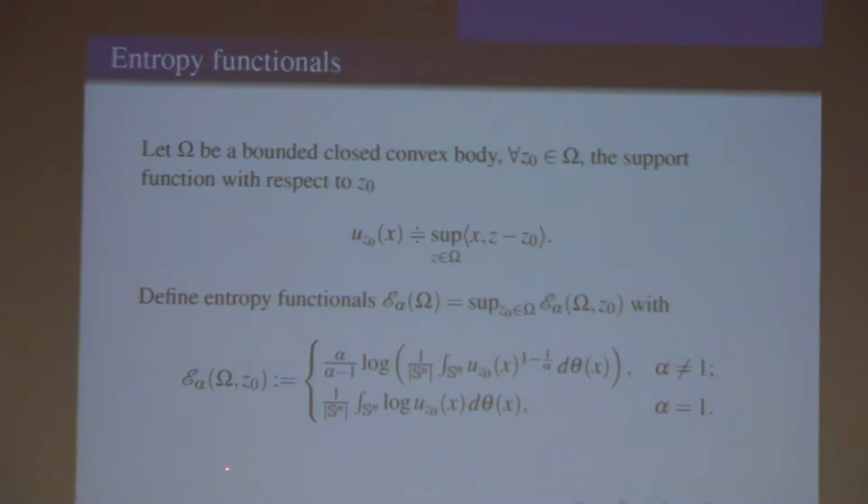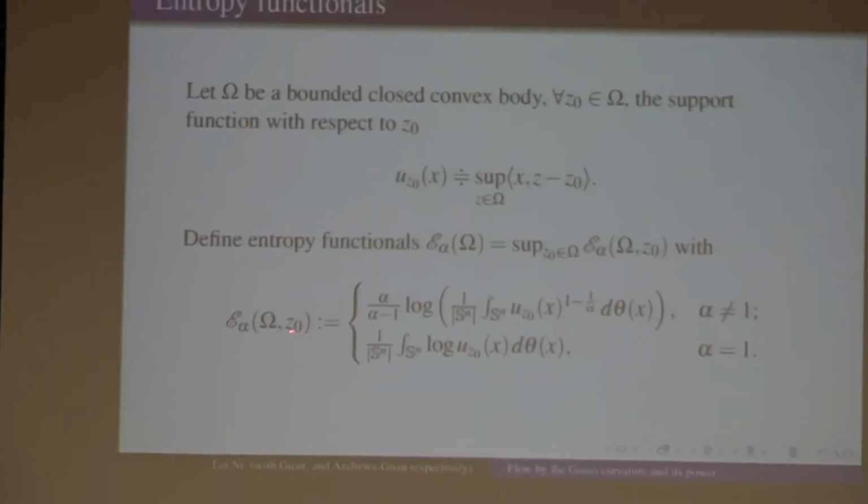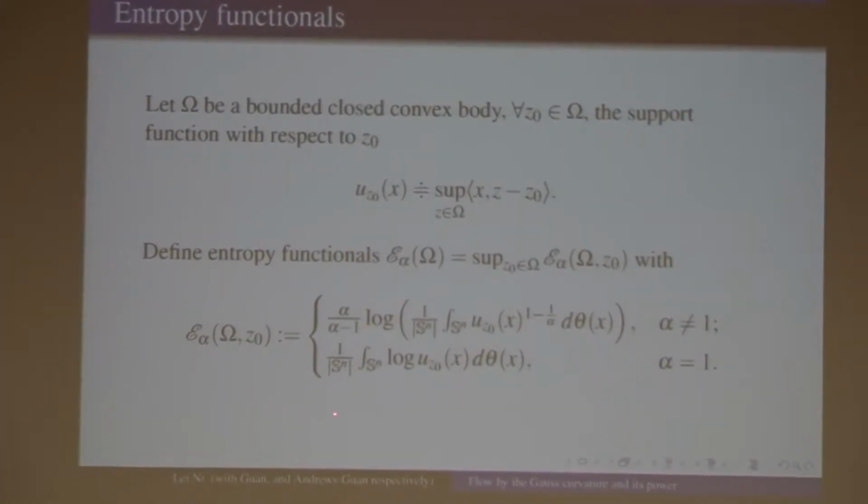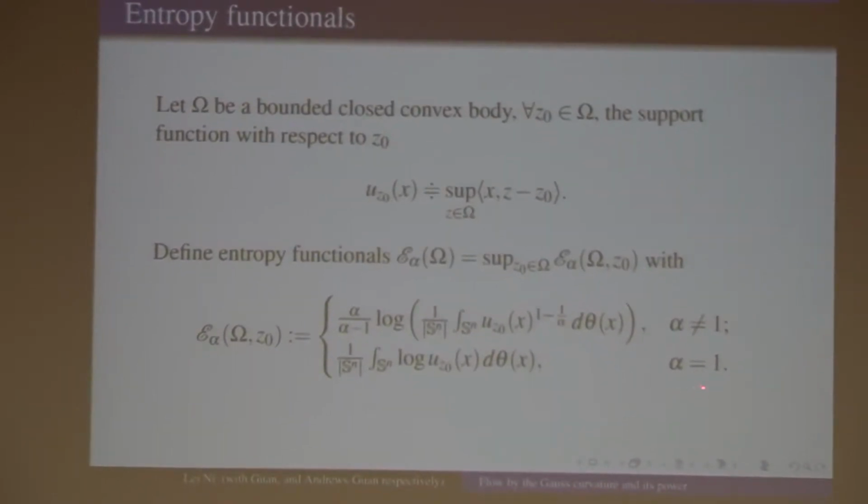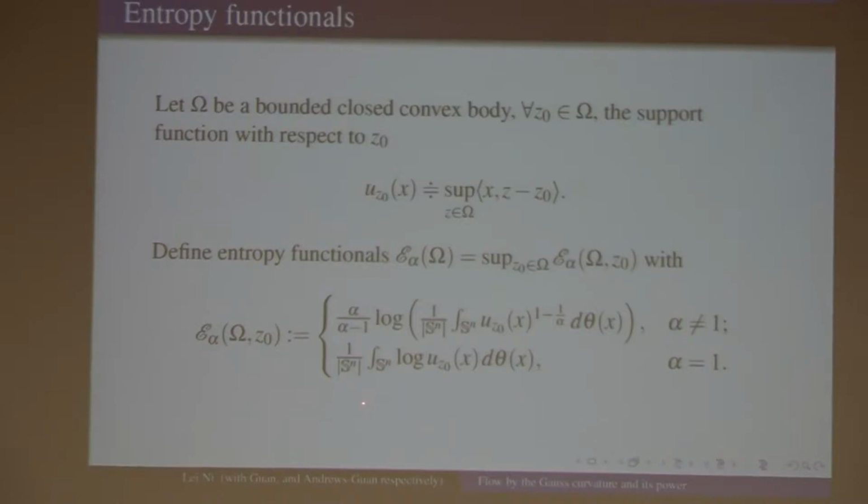Then you have this quantity. It depends on the point, and it depends on your normalizations. The easiest one is the alpha equals 1 case. That's just the log of this support function. The support function is always positive if you pick a point in the interior. So you take the log of it, you integrate on the sphere, and then you average. The other ones are just, as alpha goes to 1, limits to it. So it's just a different L^p power average, then take a log.